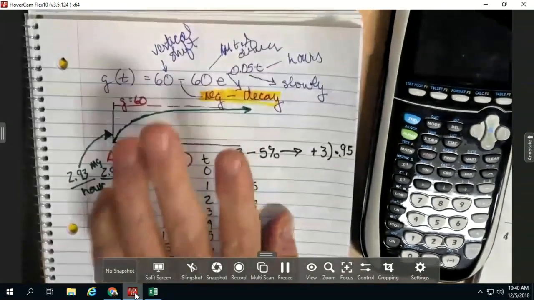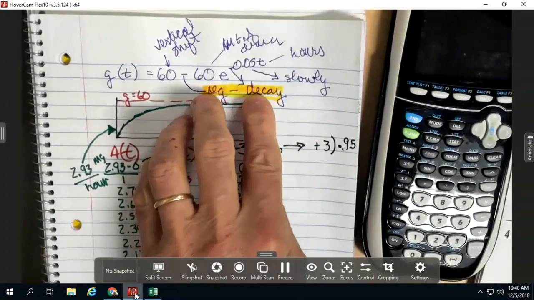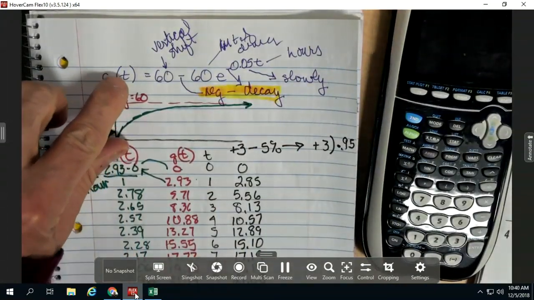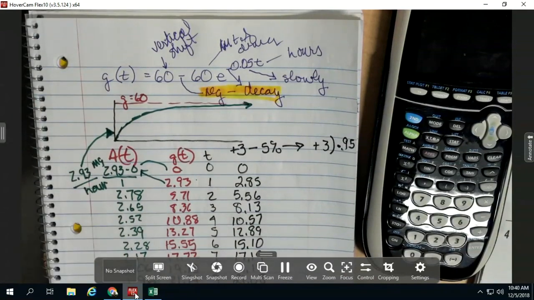But the other thing that they wanted to show you is that if you have a negative decay, it's going to be a decay model flipped upside down.